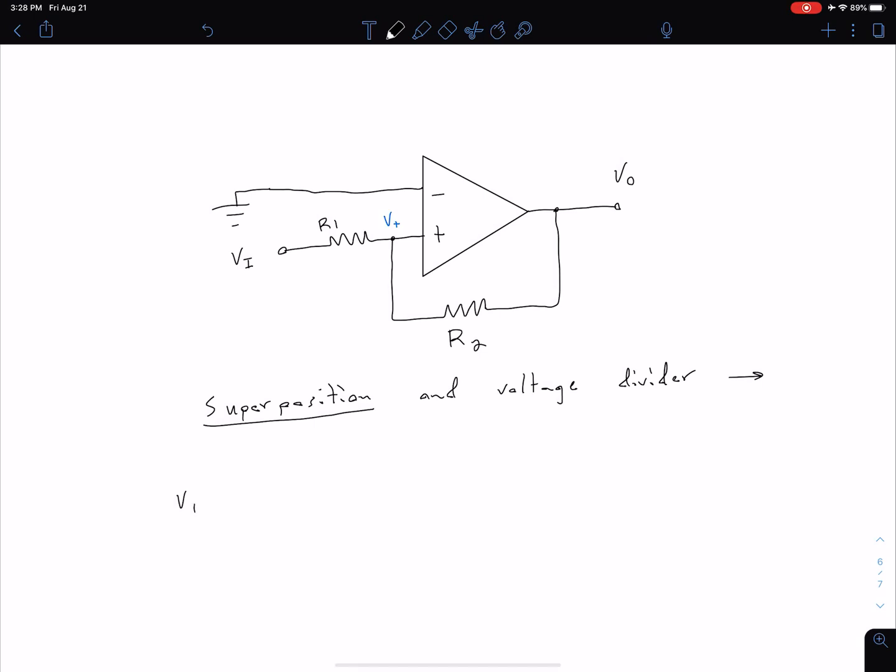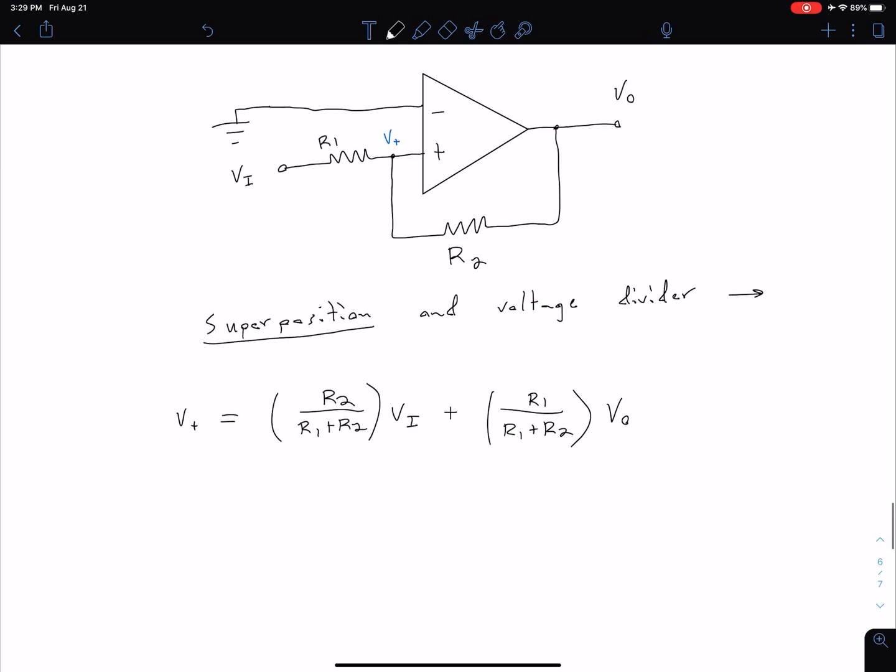In this case, we'll have two terms because we have two quote-unquote sources, our VI and our Vout. If we were to deactivate our output voltage, we would have from voltage division that V plus is equal to R2 divided by R1 plus R2 times the input. Similarly, if we were to deactivate our input voltage and look at our V plus due to our Vout, we could use voltage division just like we did for our inverting Schmitt trigger circuit, and we would find that it is equal to R1 divided by R1 plus R2 times Vout. Okay, so here's our expression for V plus that we're going to use to get our relationship between our input and output.